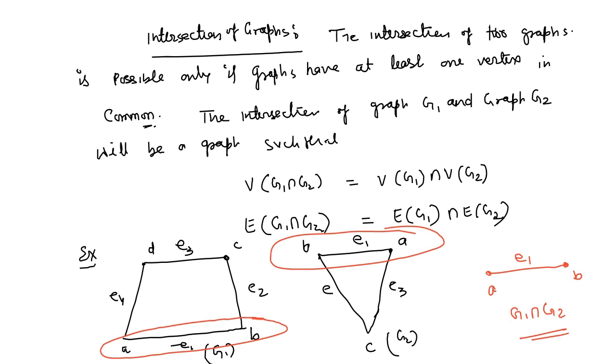Okay. So we take the common pair of vertices. This is the intersection of two graphs G1 and G2. When we talk about the edges, E1 is common, so you write E1. And talking about the vertices, A and B vertices are common, which is E1. So this is the intersection of graphs.